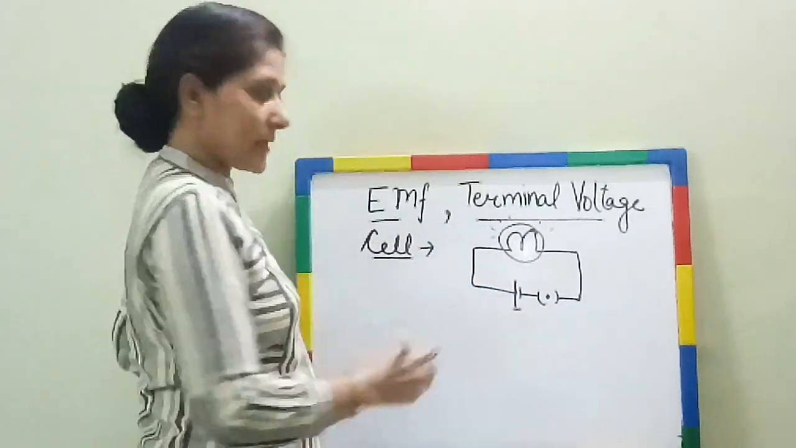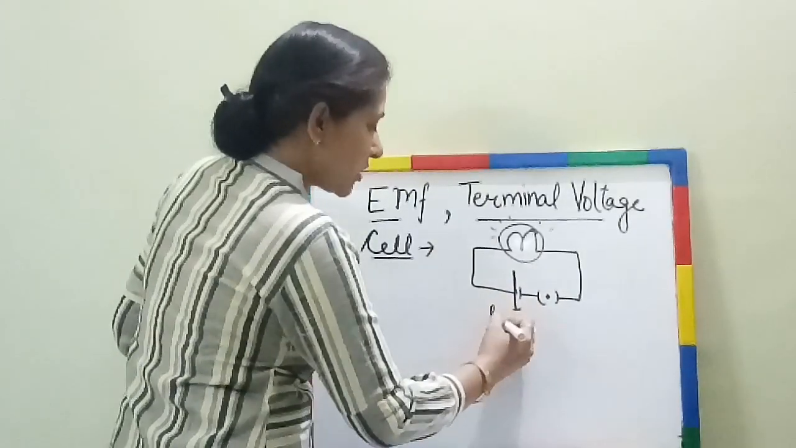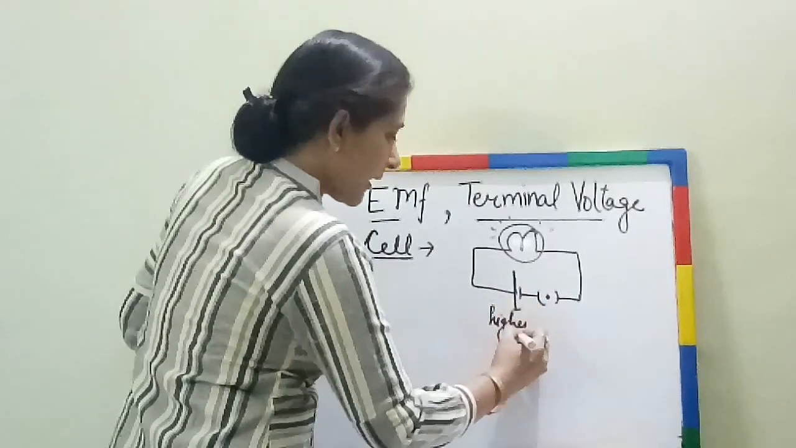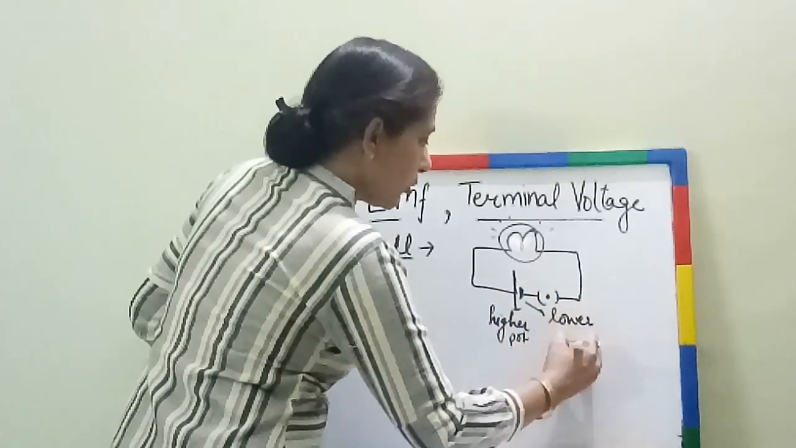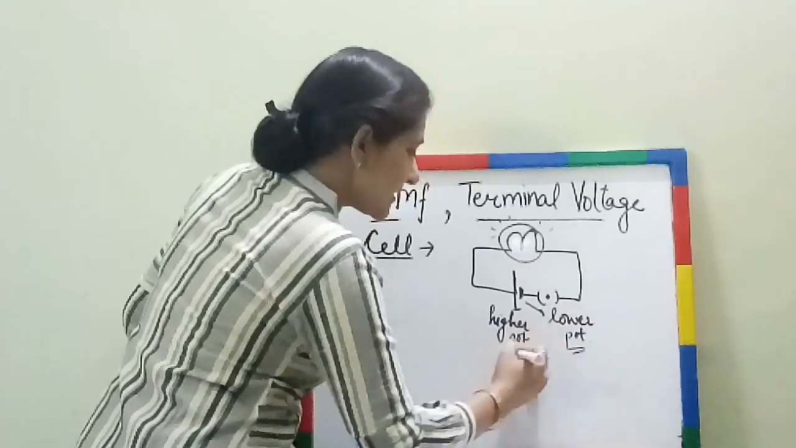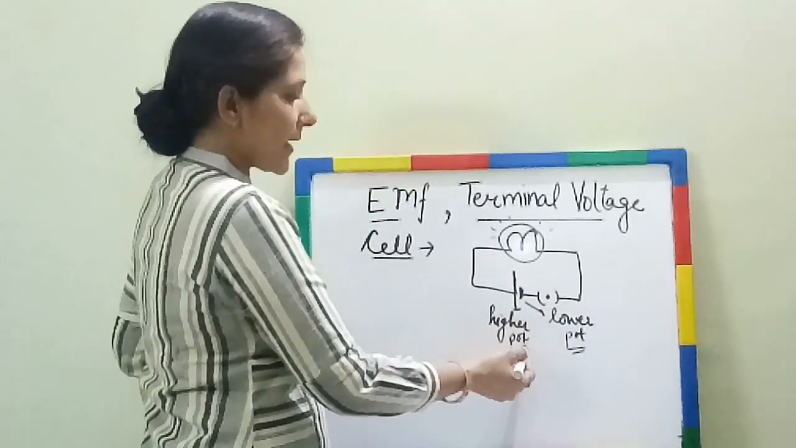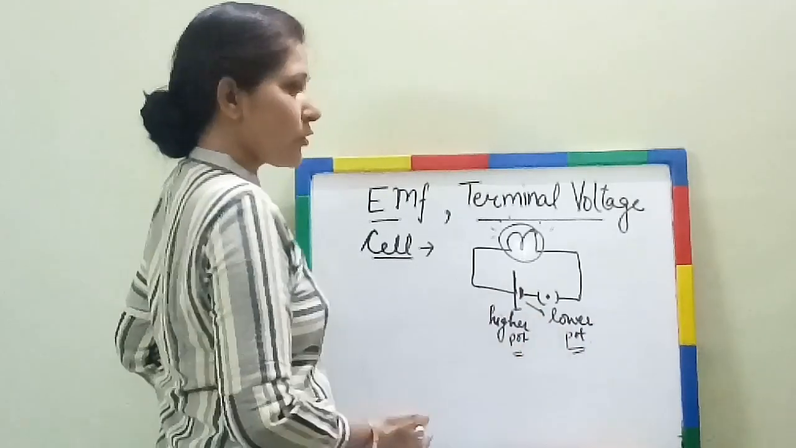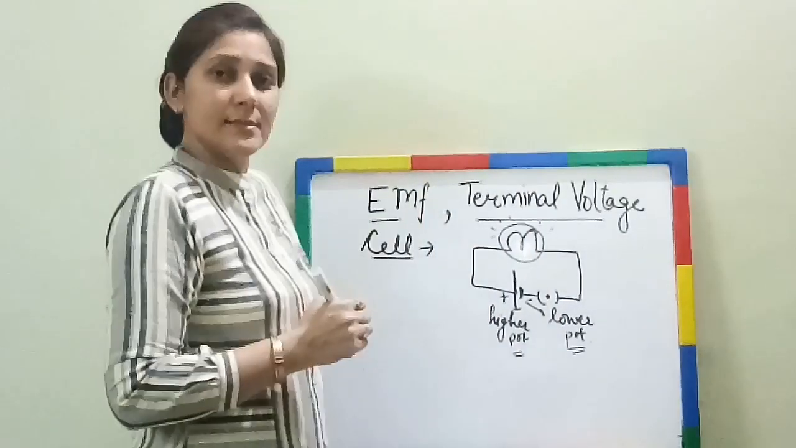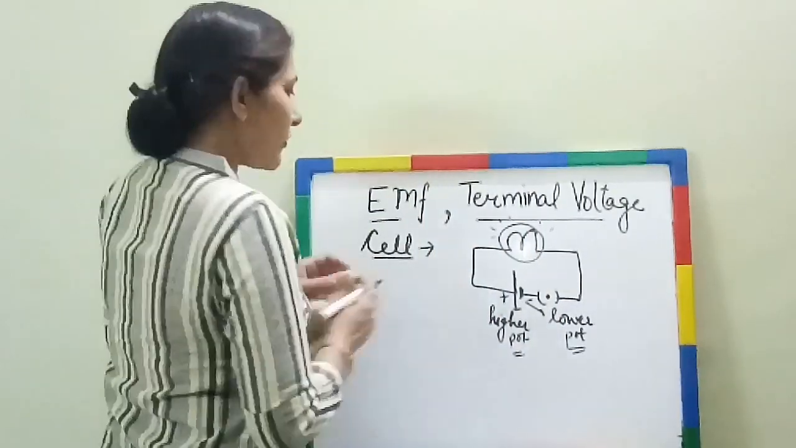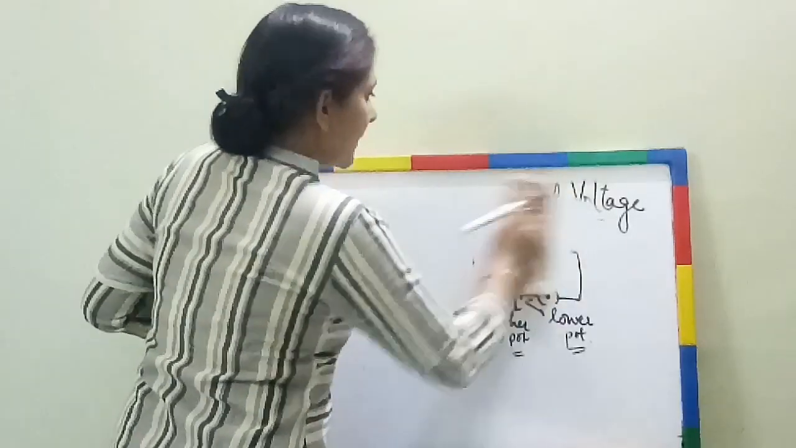we are representing it. The larger line represents the higher potential and the smaller line represents the lower potential. We just considered it this way, there is no reason for it. The larger line represents higher potential and the smaller one represents lower potential. This we write as the positive terminal and this as the negative terminal, right? So we are explaining this cell in detail so that we can reach our term, that is EMF.